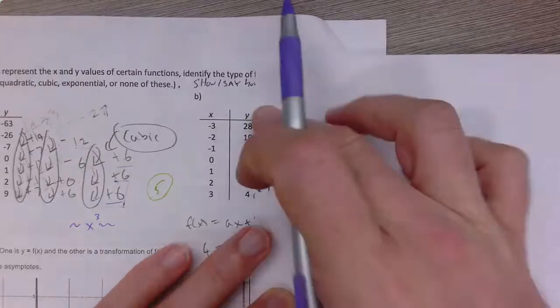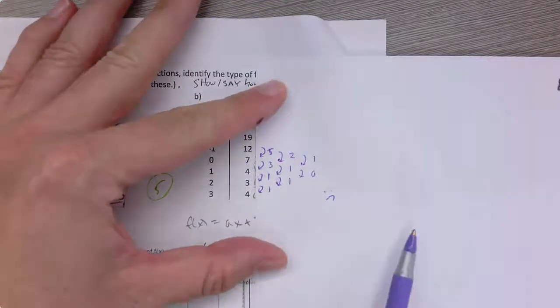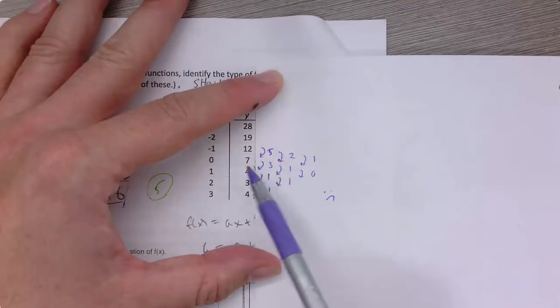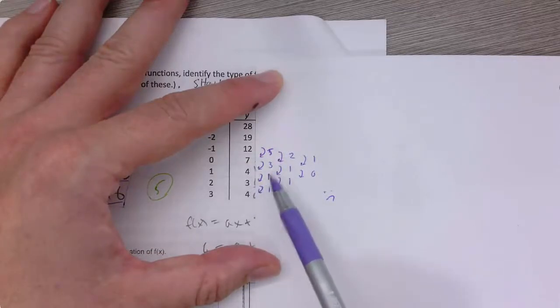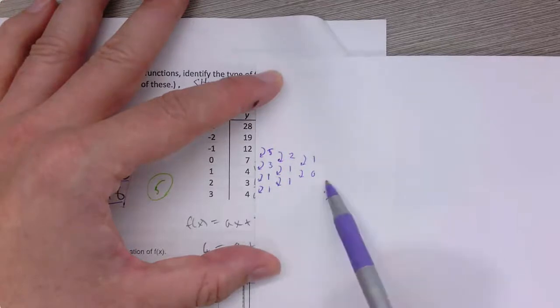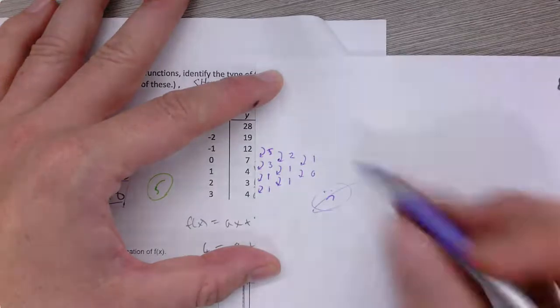A couple of people in my block did this. All they did was look at what's the difference between these two numbers. So they said, all right, difference between 12 and 7 is 5. Difference between 7 and 4 is 3. So they were just looking at the absolute differences, and it didn't make any kind of pattern at all. But that's not the way.